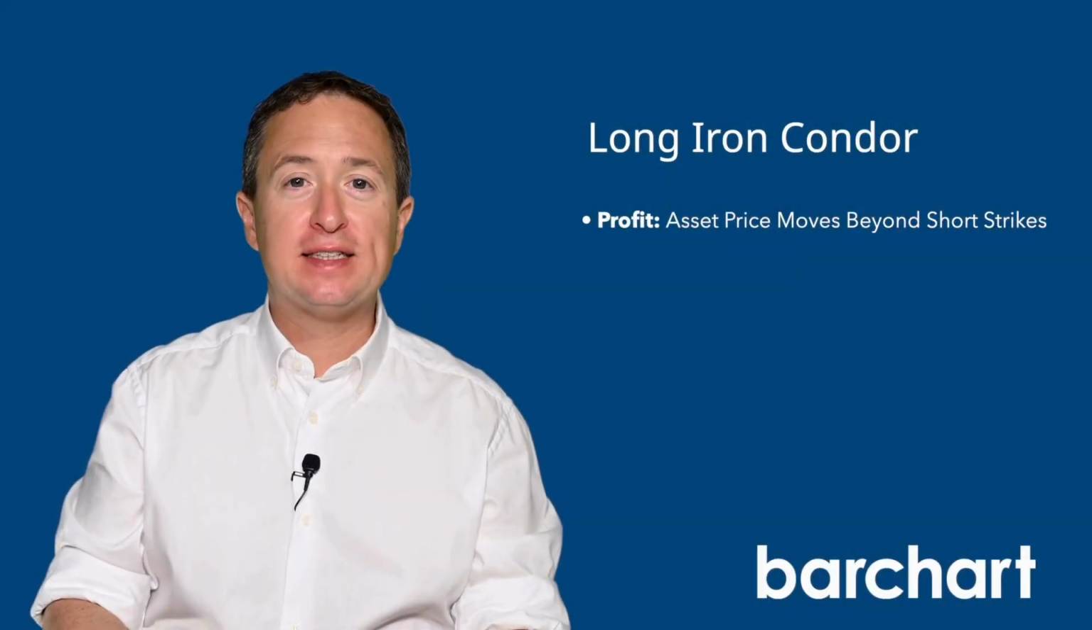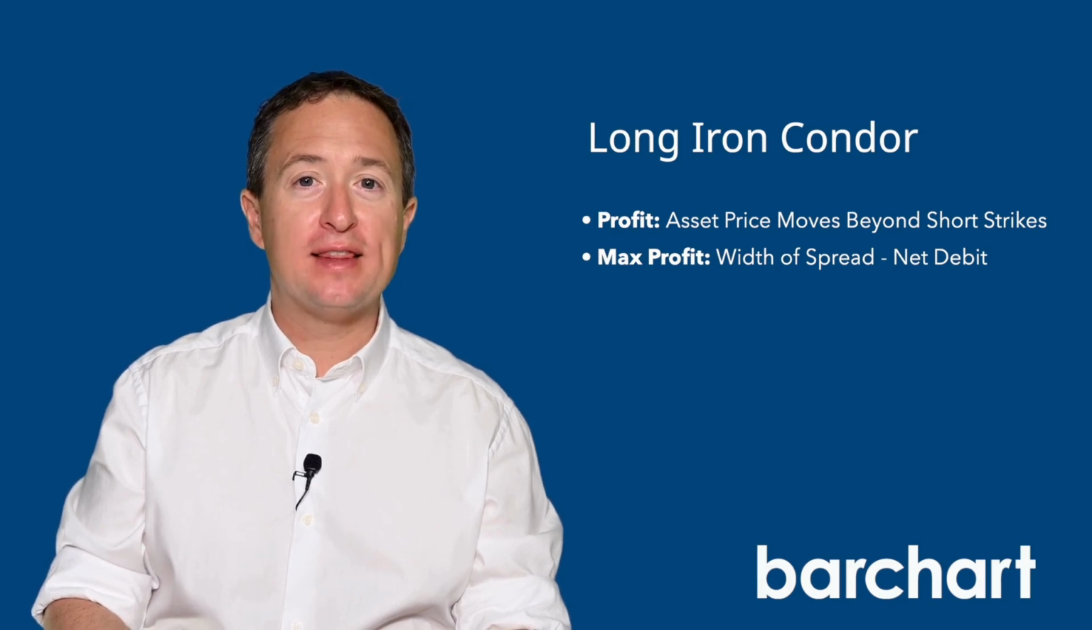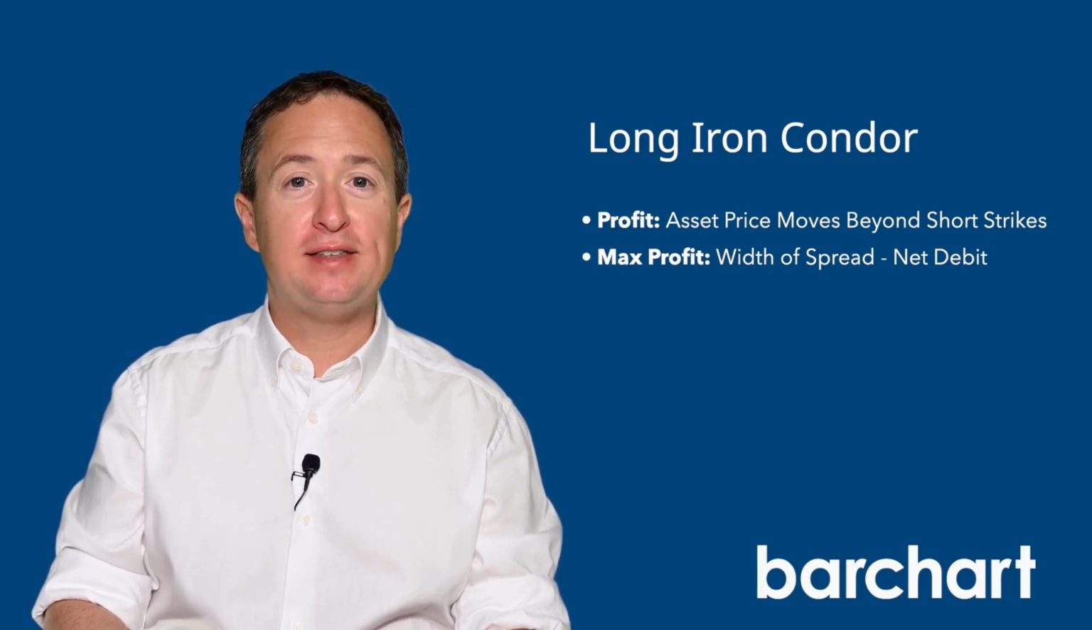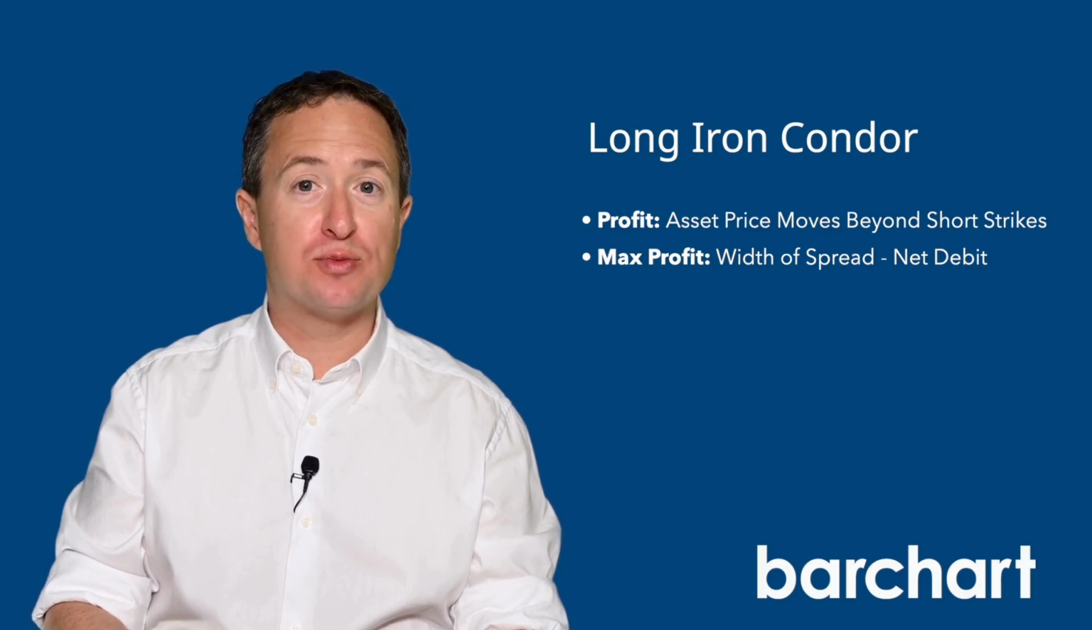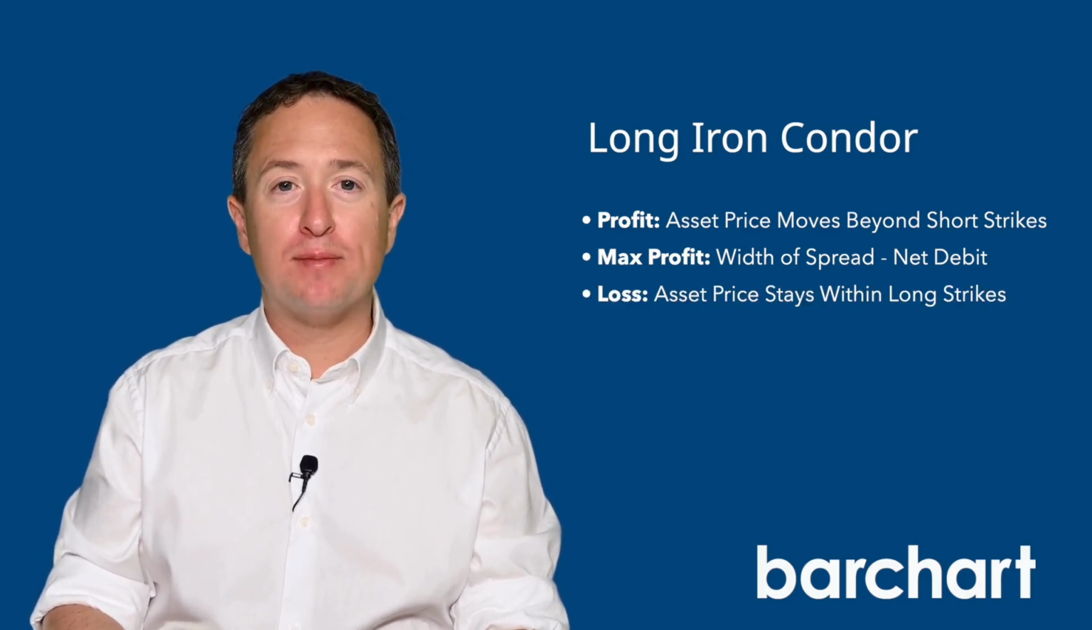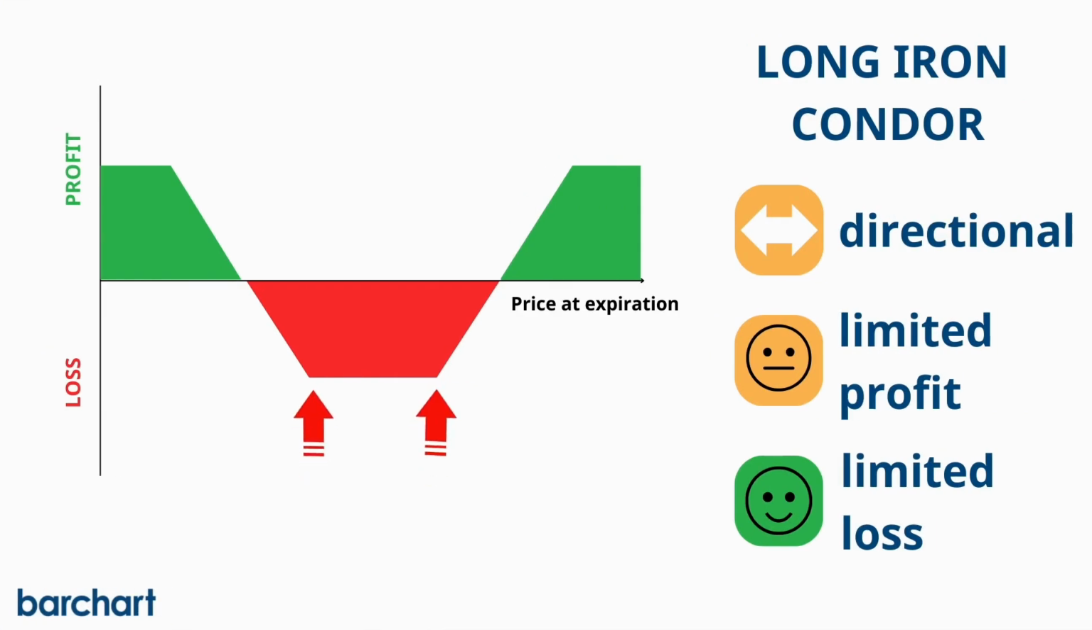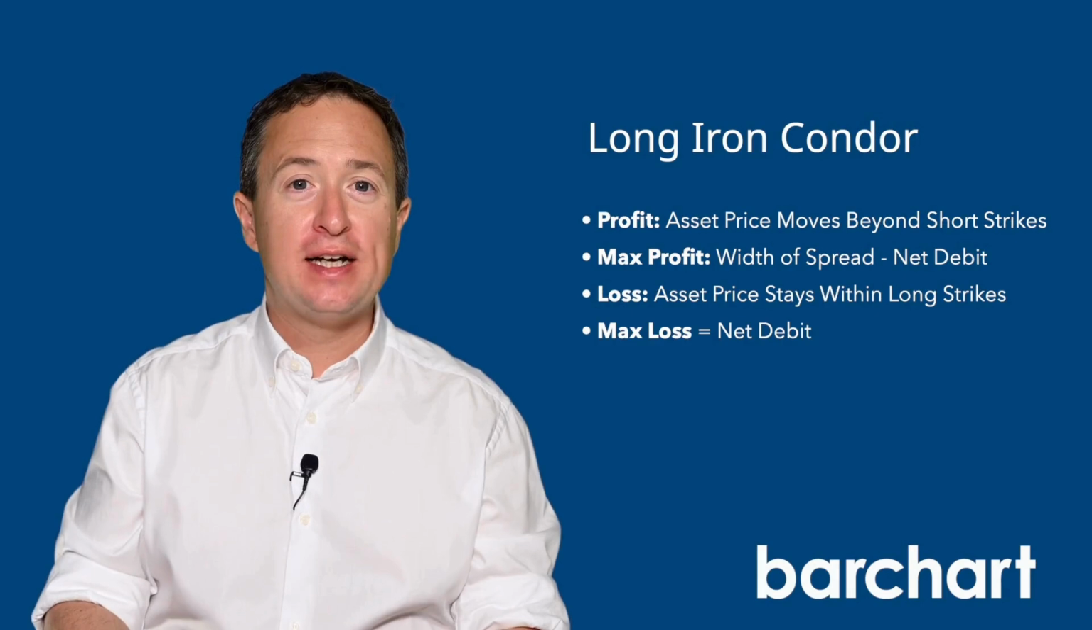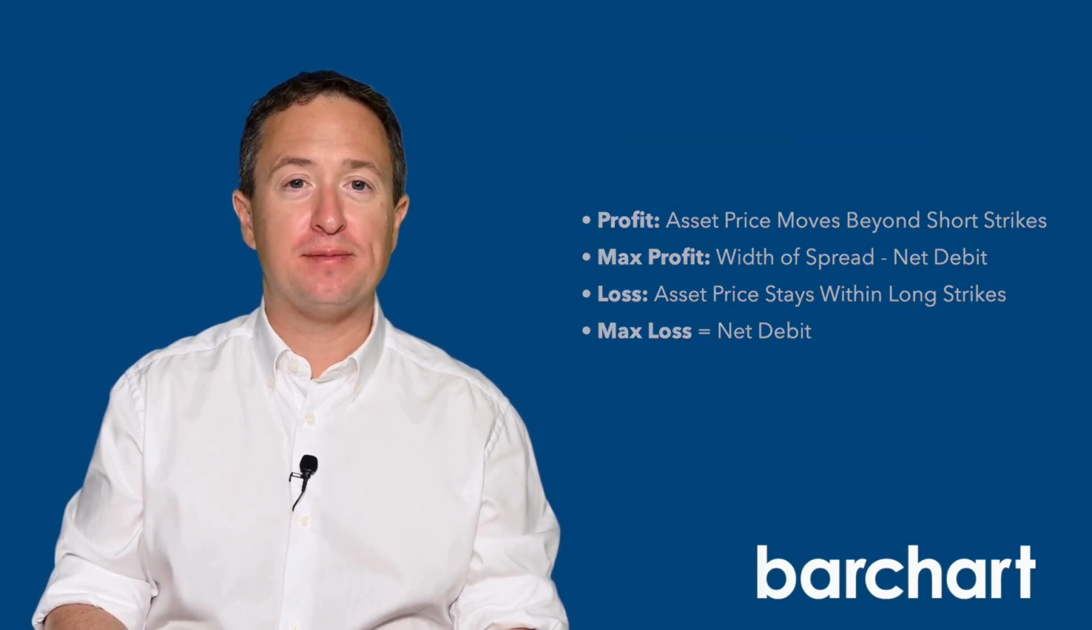Maximum profit is calculated by taking the difference between either of the spreads, known as the spread width, and subtracting the net debit paid. The maximum loss happens if the asset's price stays between the long strikes at expiration and is limited to the net debit.